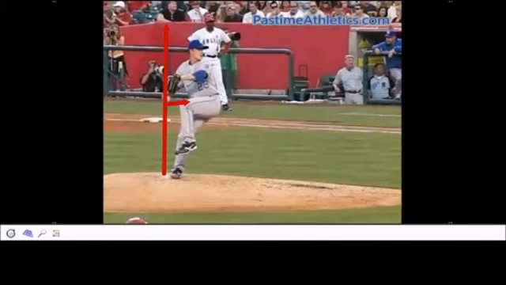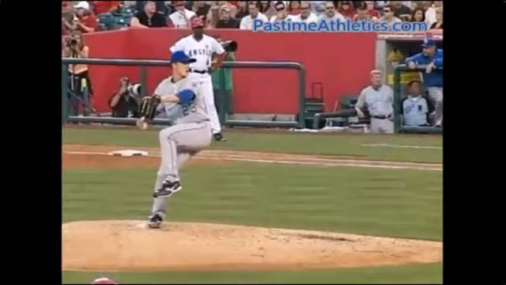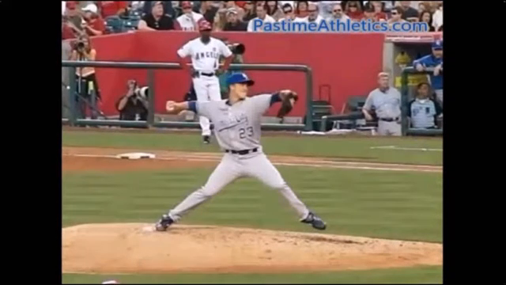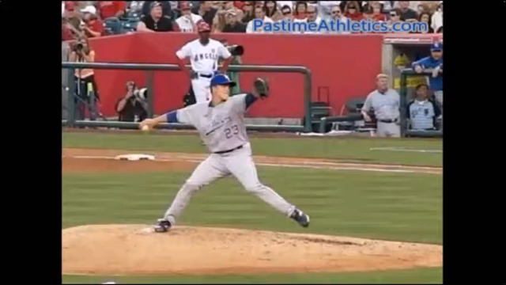Now, a lot of you guys just go up, down, and out. And essentially, Zack Greinke is a reformed version of that, where, yeah, his lift leg goes off. You can see right here. See, he's more or less leading with his leg.